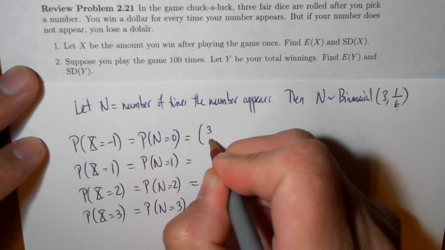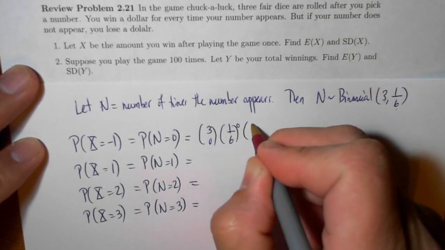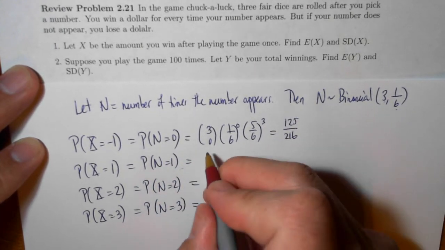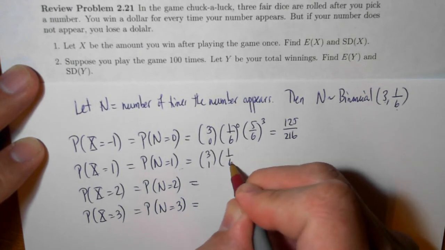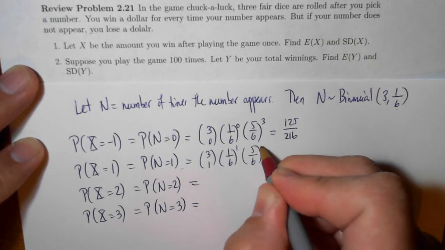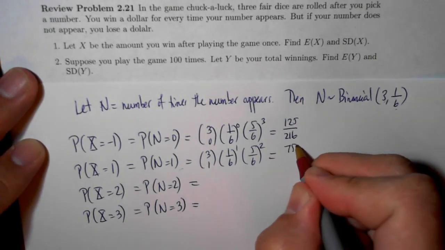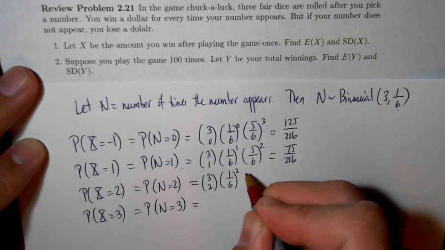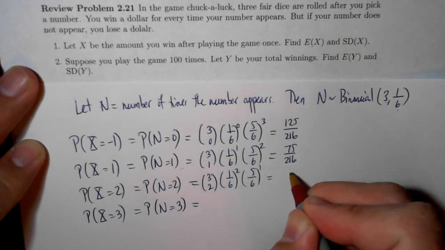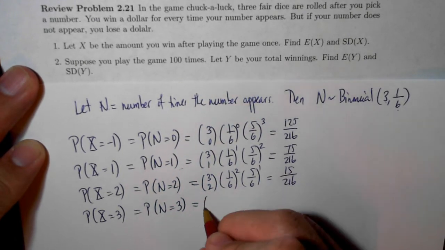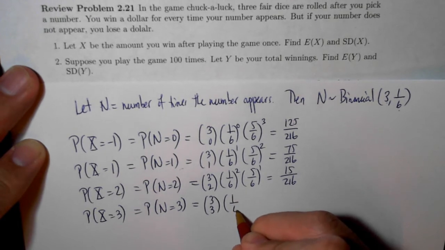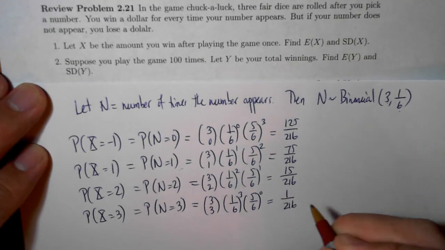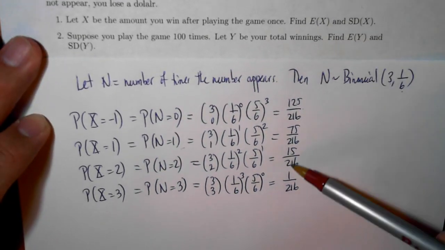So 3 choose 0, (1/6) to the 0, (5/6) to the third, and that's 125 out of 216. This one is 3 choose 1, (1/6) to the first, (5/6) to the second, and that's equal to 75 over 216. The third one is 3 choose 2, (1/6) to the second, (5/6) to the first, which is 15 over 216. And the last one is 3 choose 3, (1/6) to the third, (5/6) to the 0, and that's 1 over 216. So those are the 4 probabilities and the possible values.